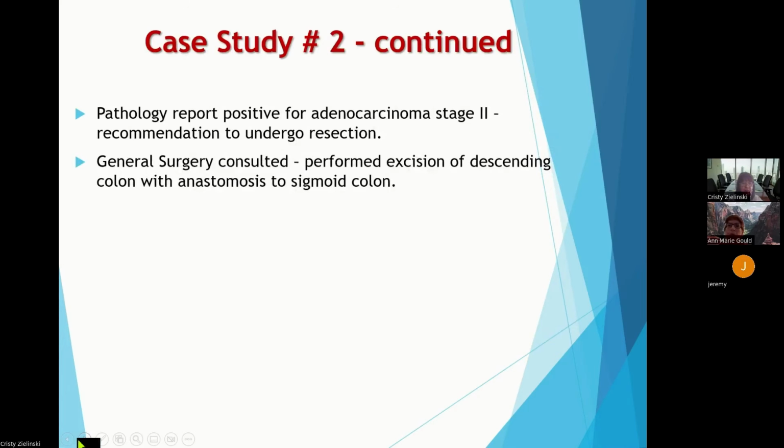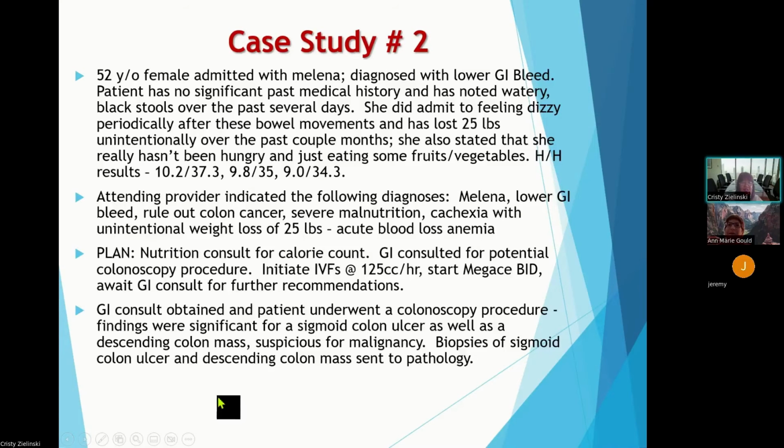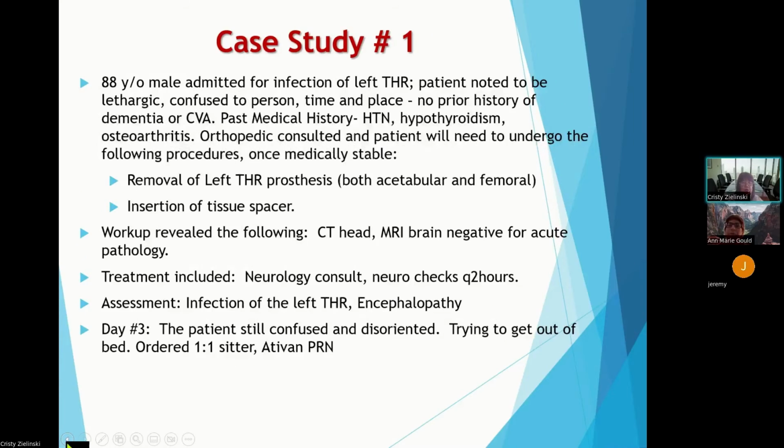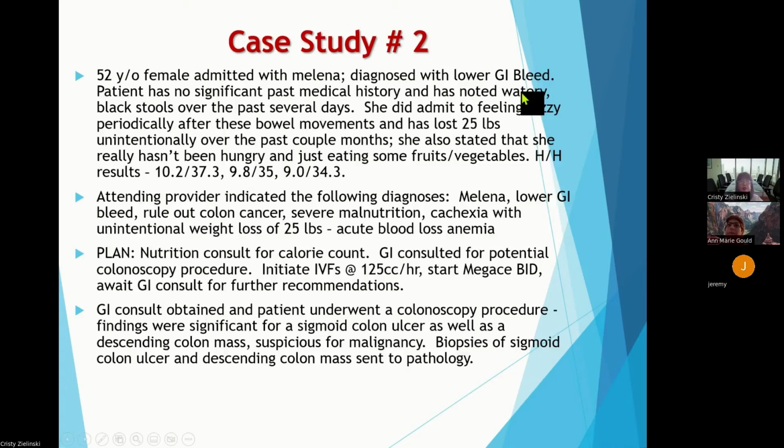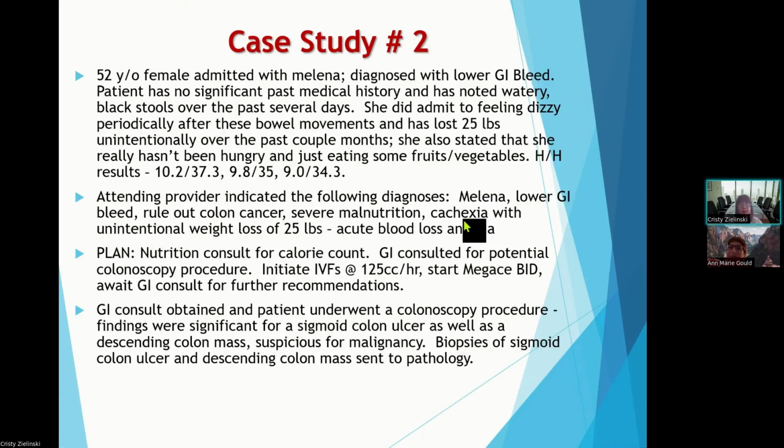Oops, sorry. Okay, we are in case number 2. So acute encephalopathy, if known, and key point return to baseline status documented in the progress note. So you're right, the encephalopathy is our DRG validation here, right? Yep. Okay, the case number 2.